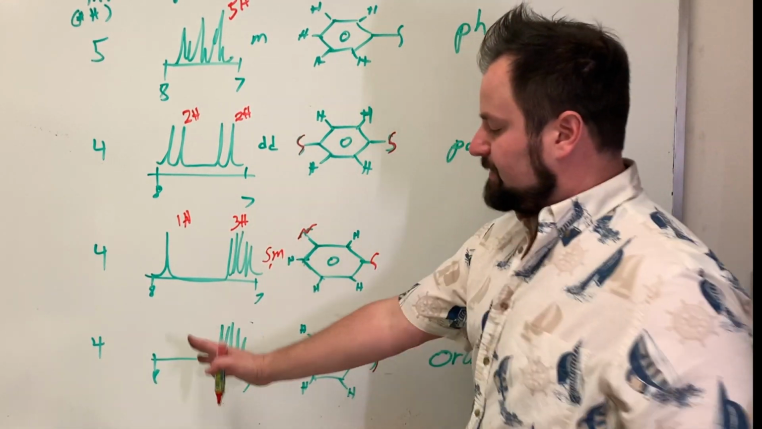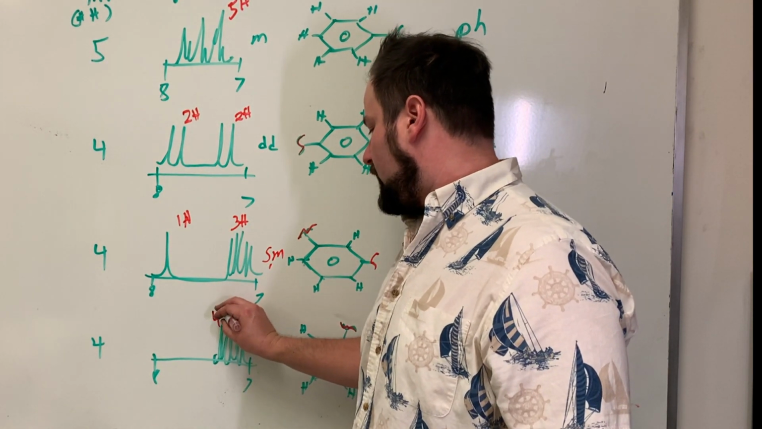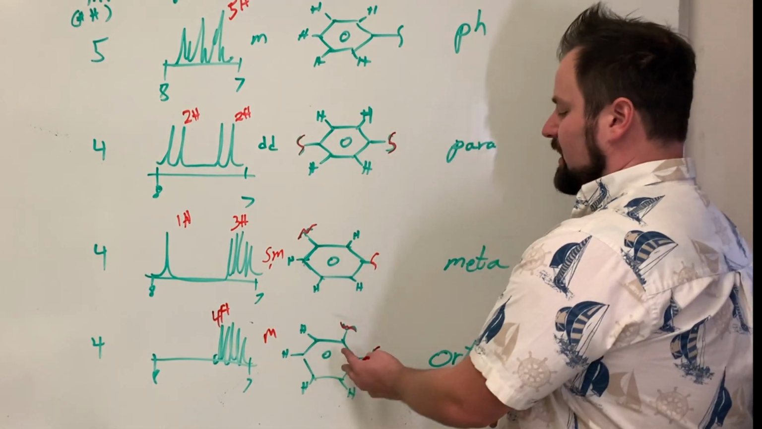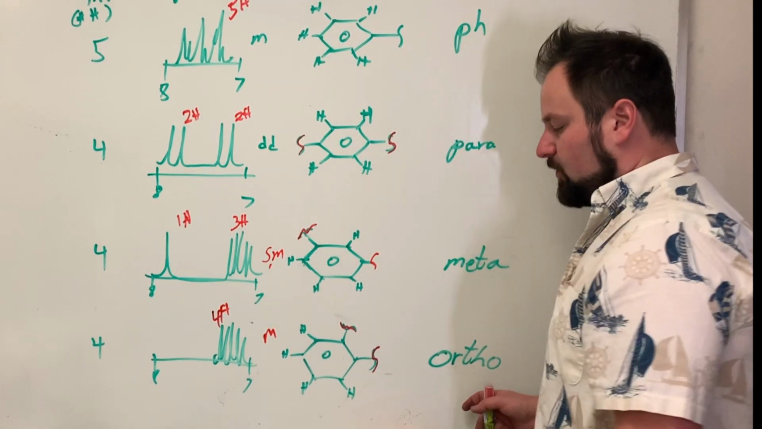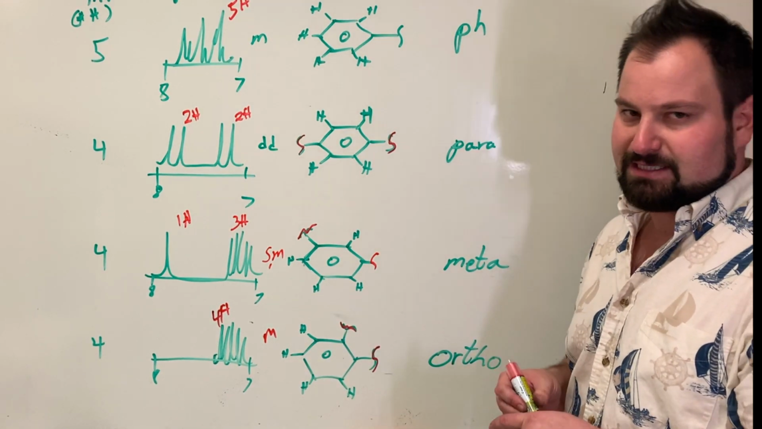And for here, if you see an integration of 4, and it's wholly unreadable, usually to the low end, it's some kind of multiplet. That is as a whole going to be the ortho, 1, 2 to each other, and those 4 hydrogens all on the same side.